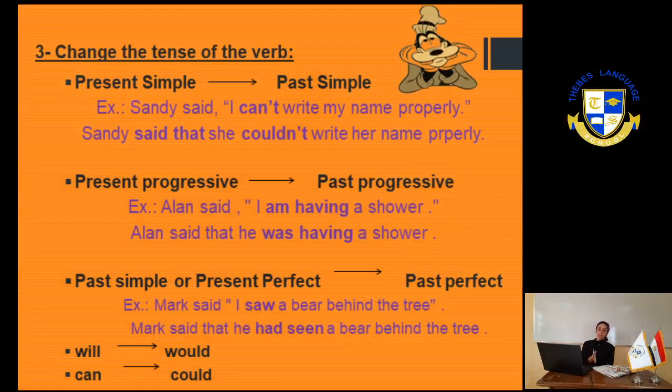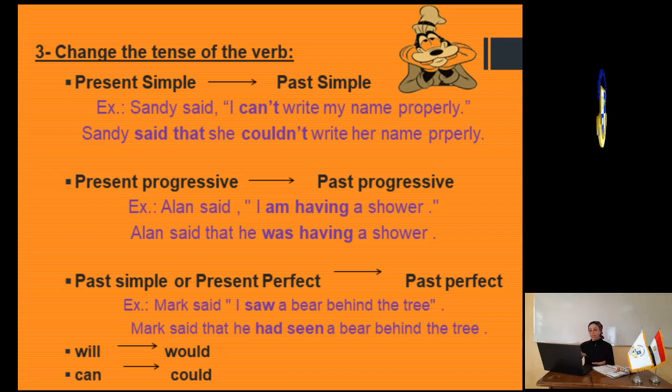So let's see. Here we are going to say Mark said that, and removing the quotation marks, Mark said that he what? Had seen a bear behind the tree. It's that easy, it's that simple. If you only follow the steps that I'm telling you to follow, this will help you a lot to concentrate on the answer. Now we have some words here that we're going to change. It's going to be would; can, of course, will be could. Now let's move to slide number 5.